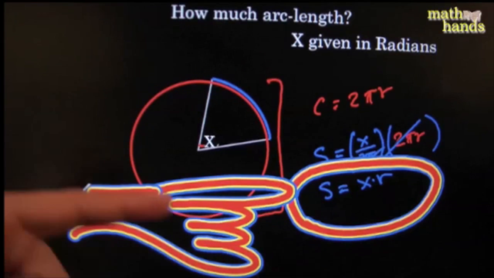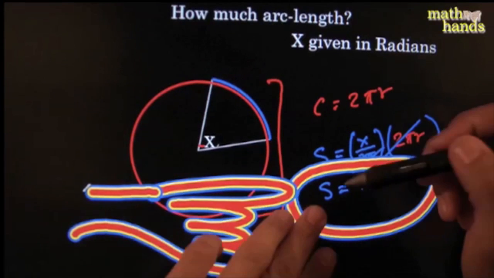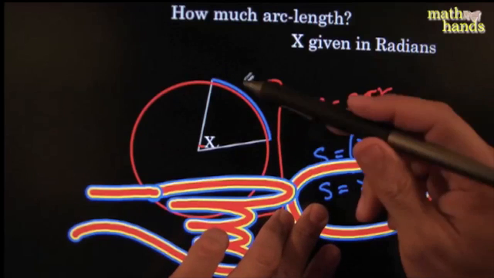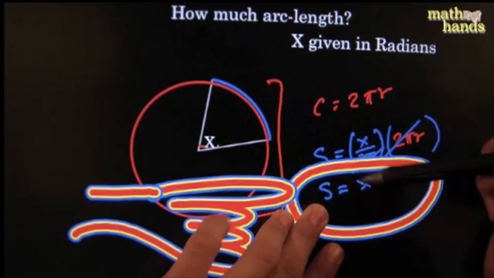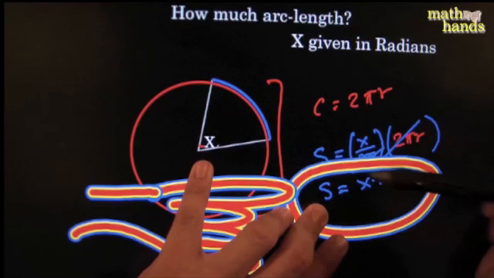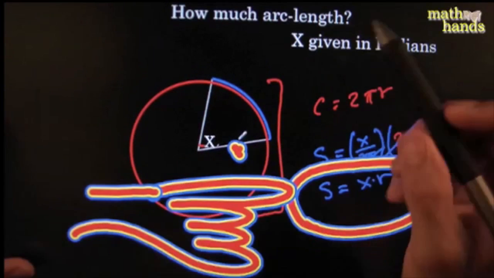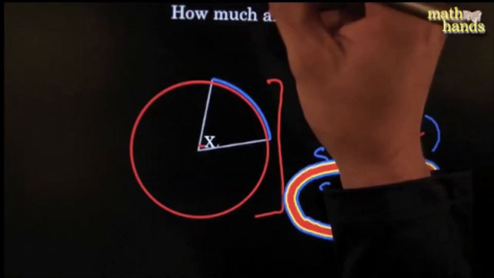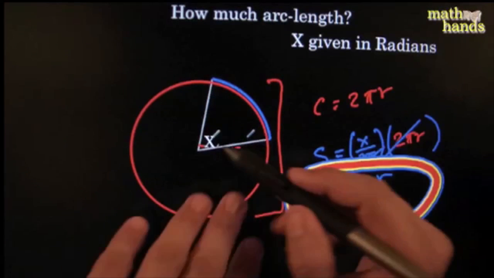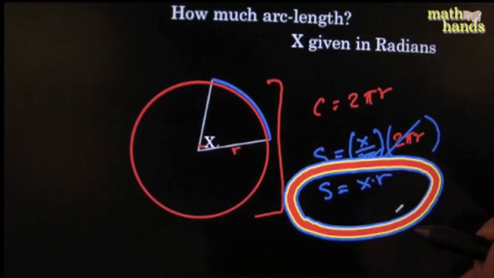I'll put a little hand there pointing at it. The arc length of a piece of a circle here, the arc length is equal to the radius r, that's this piece right here, r, times the number of radians. Okay?